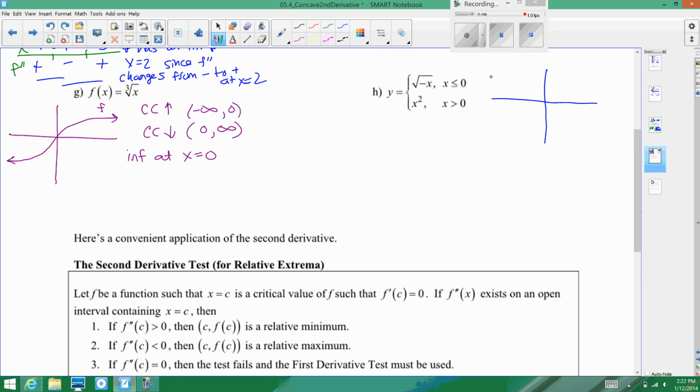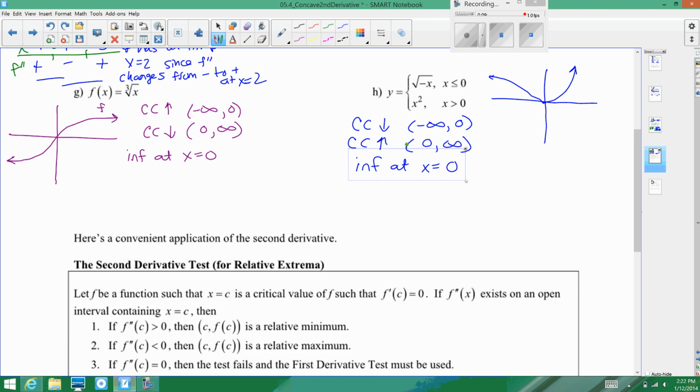So the first part would be like this. Okay, and the second part would be like this. And it is continuous because they're both 0 there. So it is concave down from negative infinity to 0, and it's concave up from 0 to infinity. Alright, so again, there would be an inflection point at x equals 0 because the second derivative changes signs there.